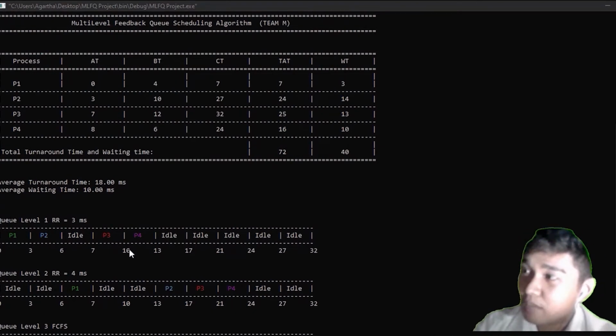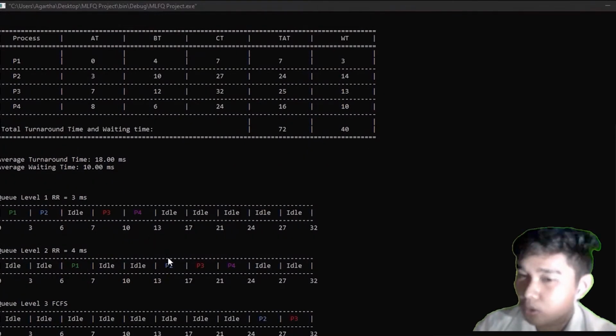Since at time 10, P4 was ready to execute because P4 has an arrival time of 8, P4 was ready to execute at time 10 and ended at time 13. Since P4 has a burst time of 6, 6 minus the 3 milliseconds quantum time of level 1, P4 has a remaining 3 milliseconds burst time. So P4 is shifted to queue level 2. Since all the processes are completely done in queue level 1, we will go to queue level 2.